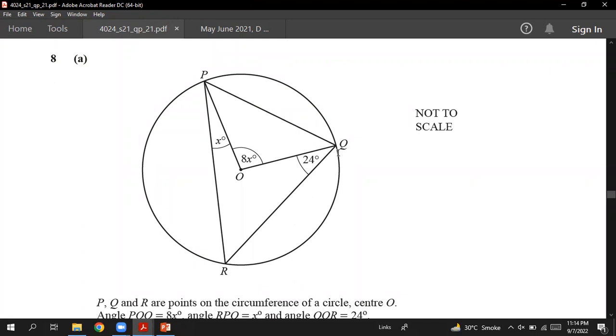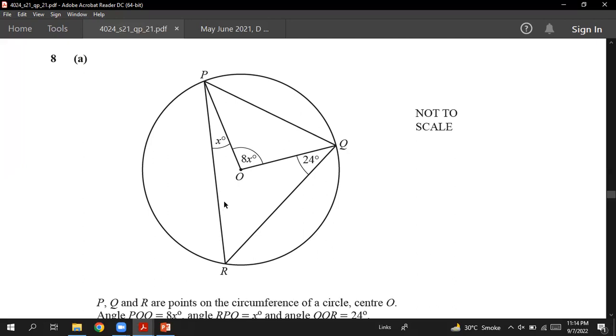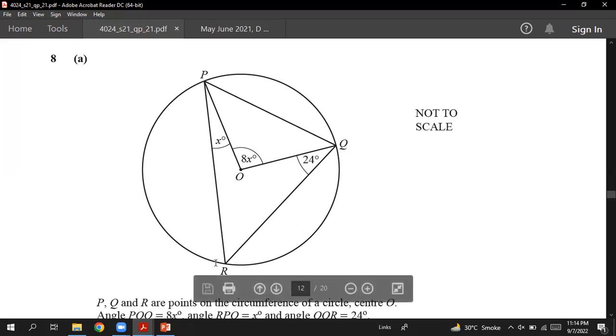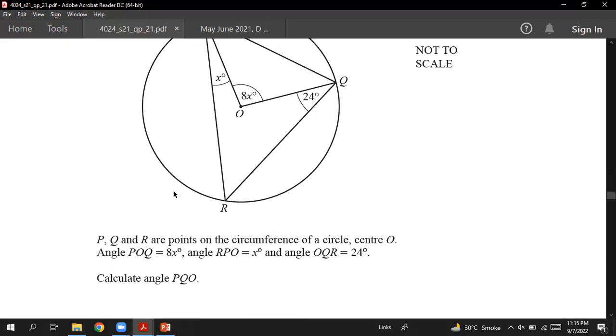You see the PQ chord, the P and the Q, you have joined them with the O, so the angle formed between them is 8x. You join the P and the Q with a point on the circumference. So the angle here will be half of this 8x, so it will be 4x. When you draw a line here, it will be x because this will be an isosceles triangle. So this is x, this will also be x. This is 24, this will also be 24.